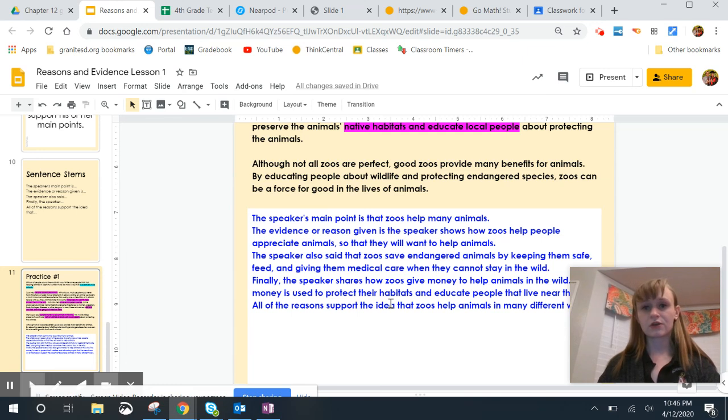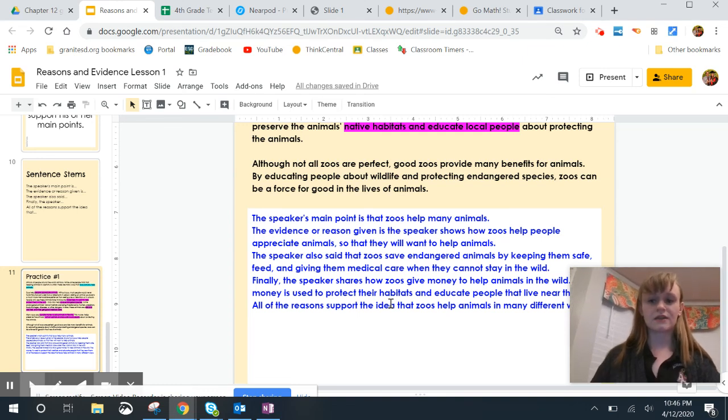Now what you're going to do is you're going to go on to the rest of the Nearpod. You're going to review the vocabulary and then take a short matching quiz on it. Then tomorrow you're going to do your own practice that looks very much like this.